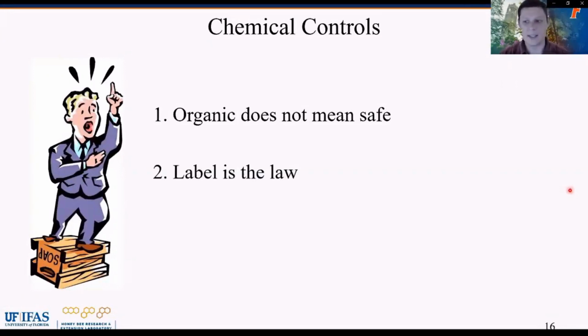The next thing is the label is the law. This is important. I'm not going to pretend for a moment that following the label always means you're going to get the most effective control. That's not always necessarily the case. But what I'll say is the label is the law, and we should be following the label. And if we're finding that using the labeled rate is not effective, then we should seek to change that label. The label is really important because there has been lots of research that typically goes into its creation. And if it is ignored, then we're very likely going to hurt our bees.